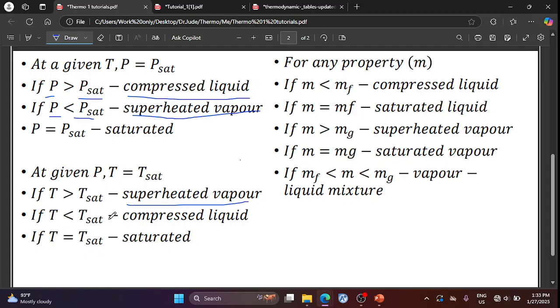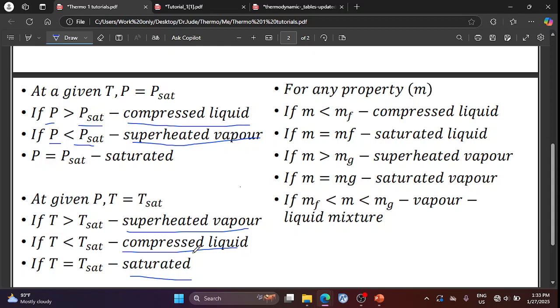But if I decrease the temperature, what is going to happen is that the molecules get closer together. So they're going to become a compressed liquid because I'm decreasing temperature, I'm reducing their energy. The molecules are getting closer together, it becomes a compressed liquid. If T is equal to T sat, then that one is just saturated.